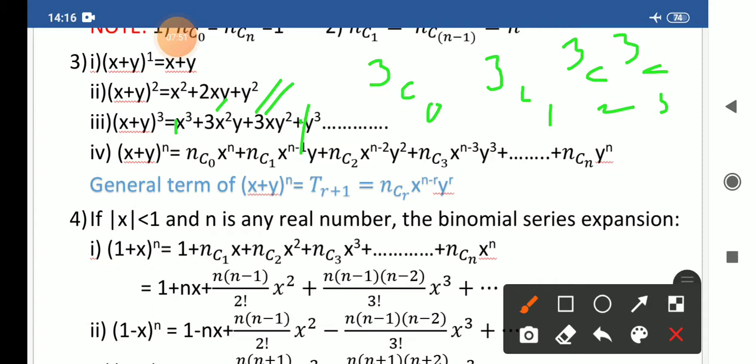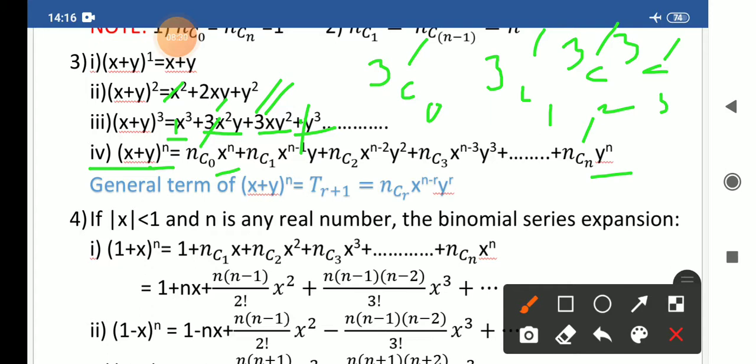Like that, first one is 3C0, 3C1, 3C2, 3C3. How many terms? For x plus y whole cube, there is power 3. There are 4 terms: x cube, x square y, x y square, y cube. So there are 4 terms. That means if the power is n, we have n plus 1 terms. By using this, we observe this expansion, x plus y whole power n. The first coefficient is nC0. The last coefficient is nCn. This is x power n, last is y power n.